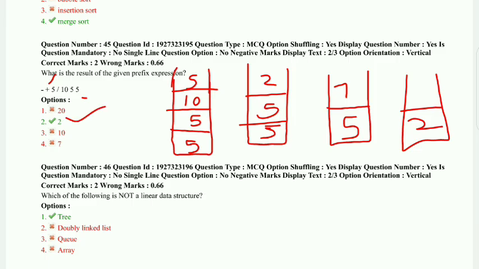Okay. So which of the following is not a linear data structure? So tree is not a linear data structure. Linear data structure examples are array, linked list, and queue. So here data is stored sequentially, whereas in the non-linear data structure, data is stored in a hierarchical manner. For example, trees and graphs.